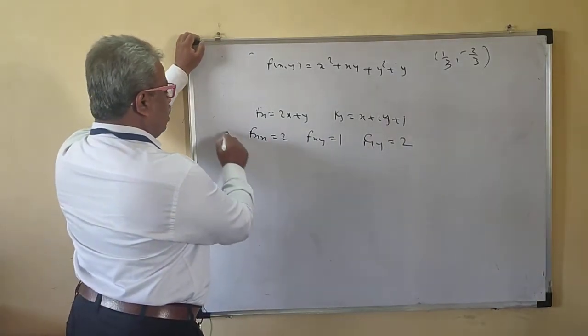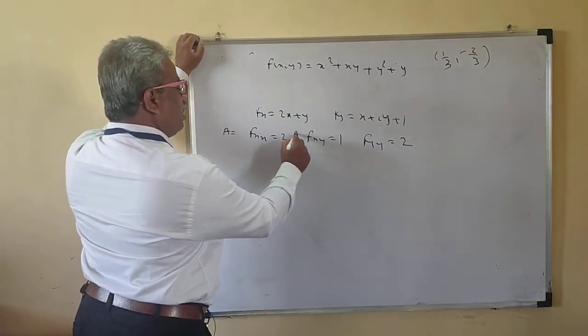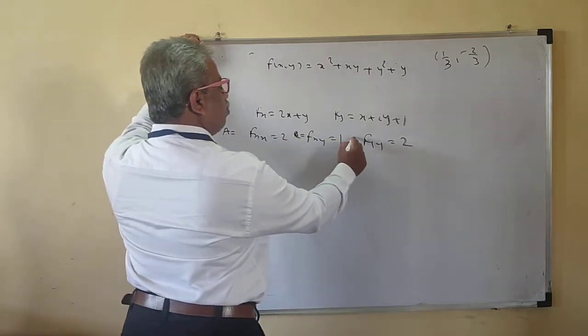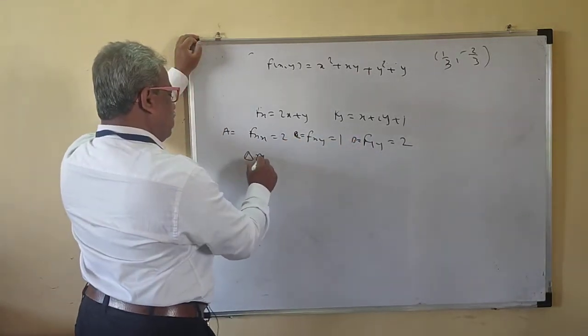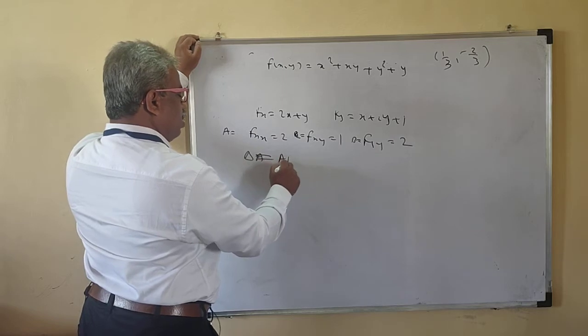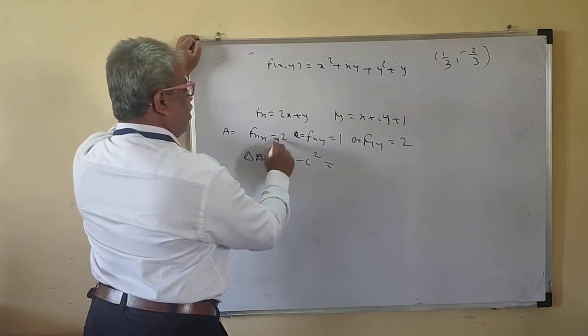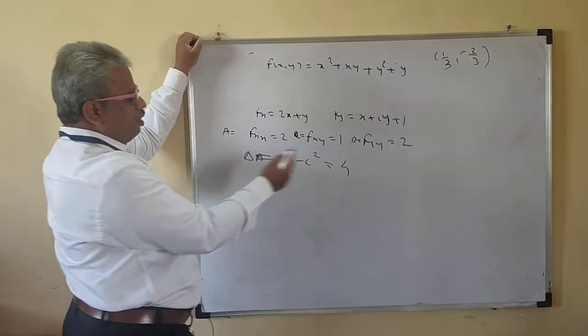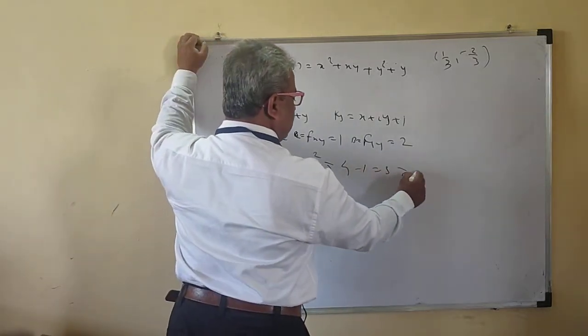So the value is what? This is your a. This is your b. This is your c now. This is your b now. So delta is what? Delta is equal to ab minus c square. Your ab is what? For any point, this is held down because they are constant. Minus 1. This is greater than 0.